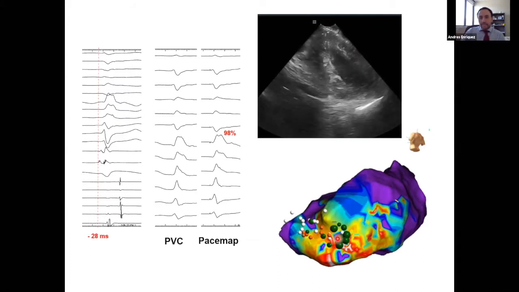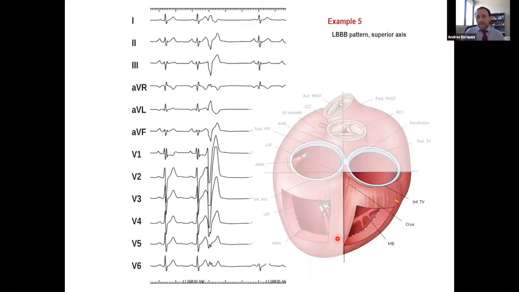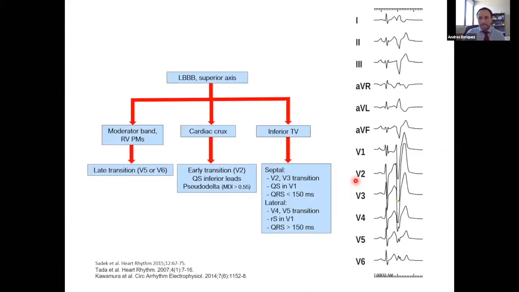And I have a last example here. Here we have another PVC with superior axis, so negative 2 and 3, but in this case with a left bundle pattern. This pattern can be produced, as we see here, by PVCs from the moderator band or the right ventricular papillary muscle, from the cardiac crux, which is this epicardial region here, or from the inferior tricuspid annulus. So again, how can we differentiate these arrhythmias?